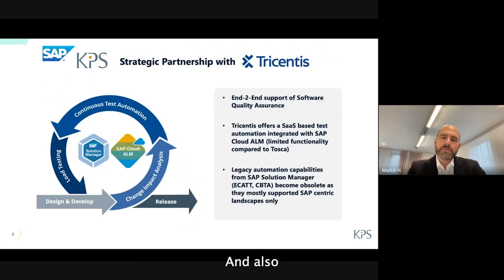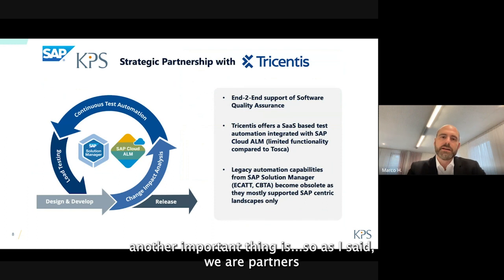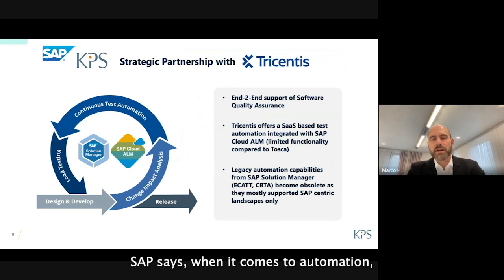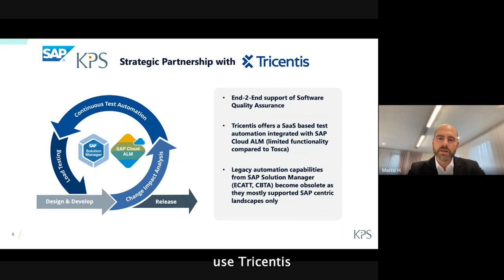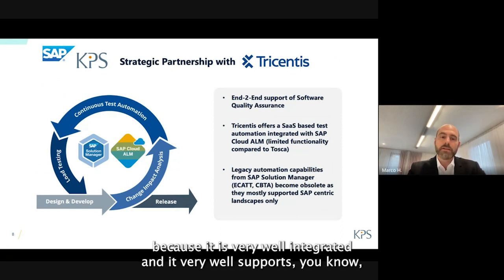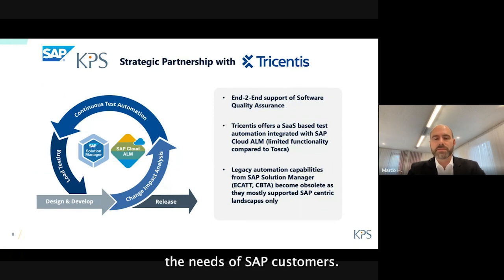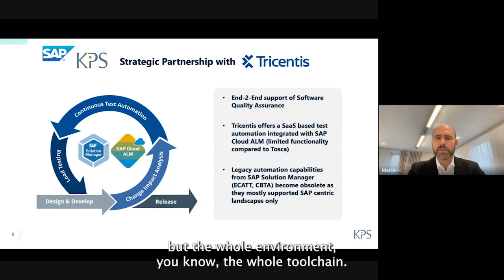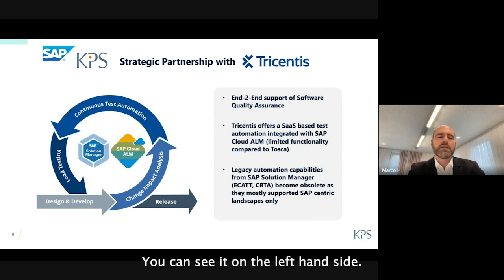Another important thing is, as I said, we are partners with Tricentis, and so is SAP. SAP says when it comes to automation, use Tricentis, because it is very well integrated and it very well supports the needs of SAP customers. And it includes not just Tosca as the automation tool, but the whole environment, the whole tool chain. You can see it on the left-hand side.